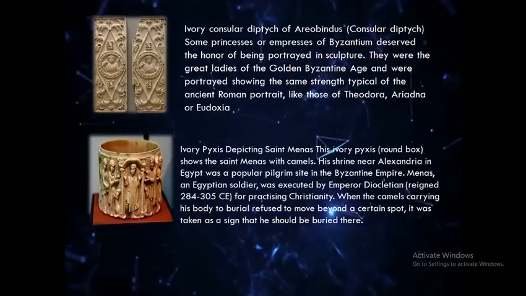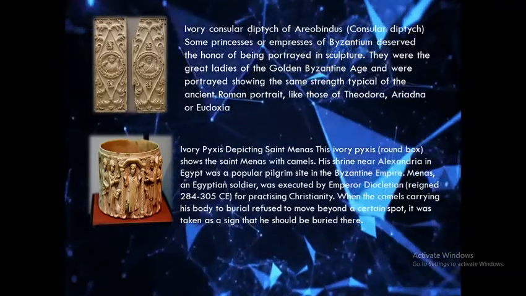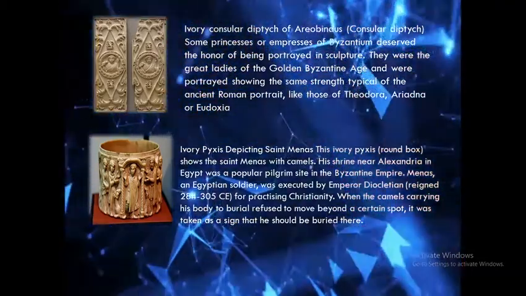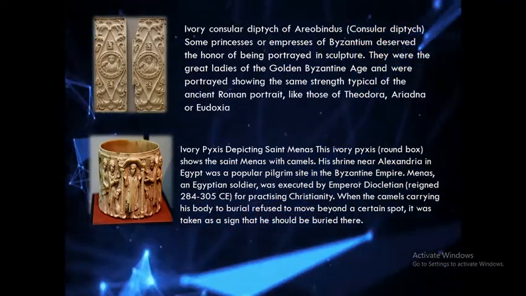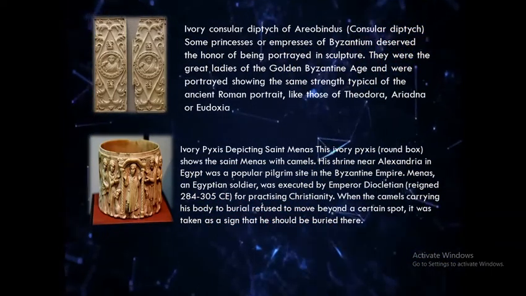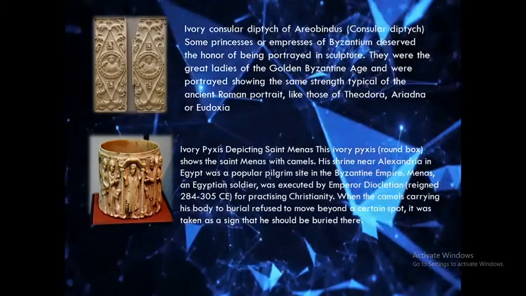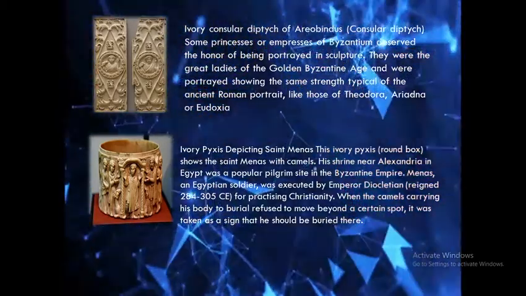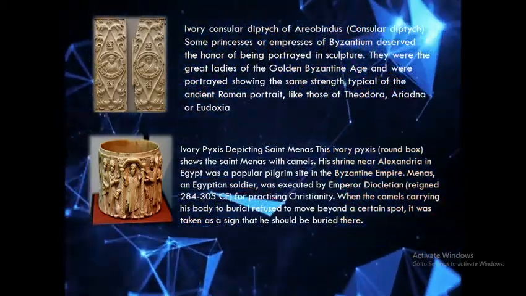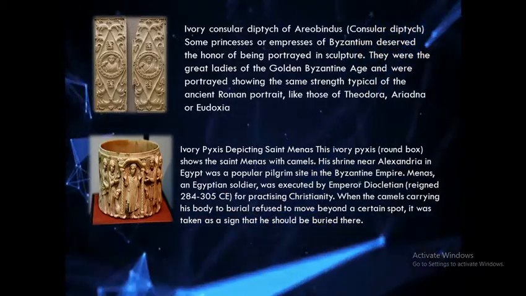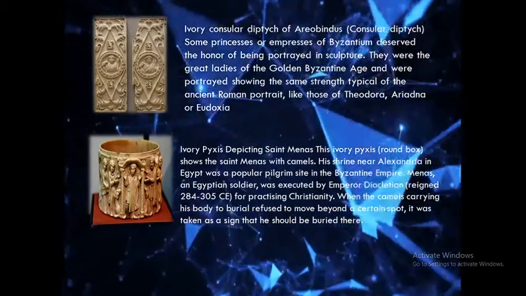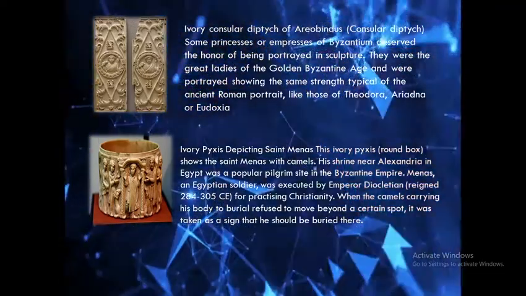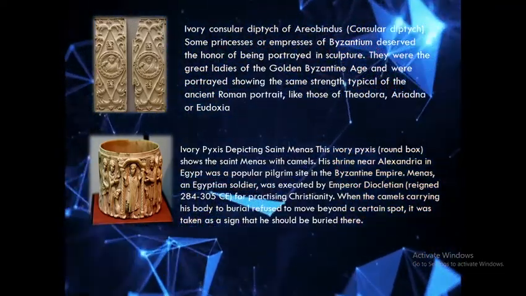Ivory pyxis depicting Saint Menas. This ivory pyxis shows Menas with camels. His shrine near Alexandria in Egypt was a popular pilgrim site in the Byzantine Empire. Menas, an Egyptian soldier, was executed by Emperor Diocletian, who reigned 284 to 305 CE, for practicing Christianity. When the camels carrying his body to burial refused to move beyond a certain spot, it was taken as a sign that he should be buried there.